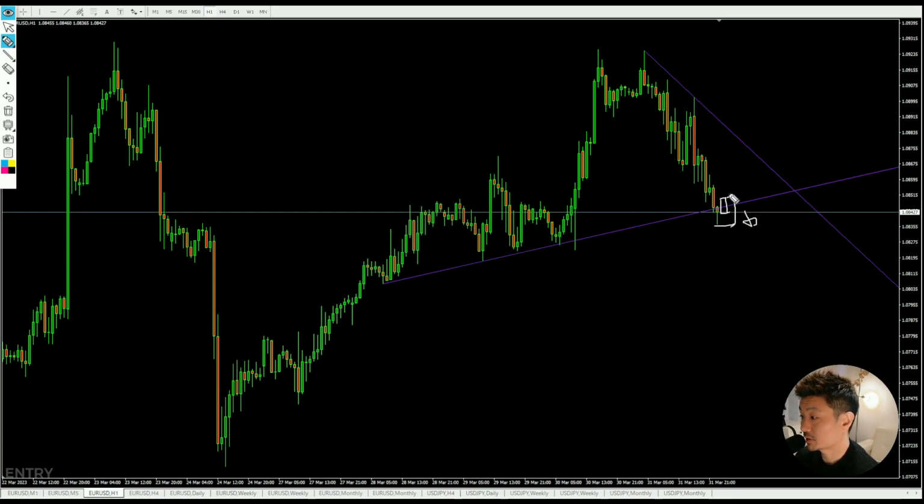However, on the other hand, if price comes up to this trend line right here, breaks it out, immediately breaks back in. However, price comes out to that pivot high, that's going to confirm that daily bias to be long.